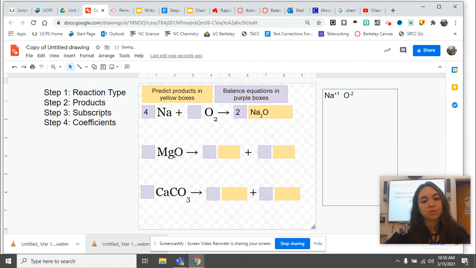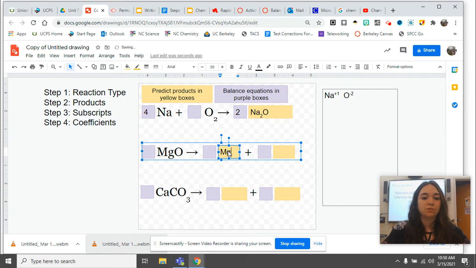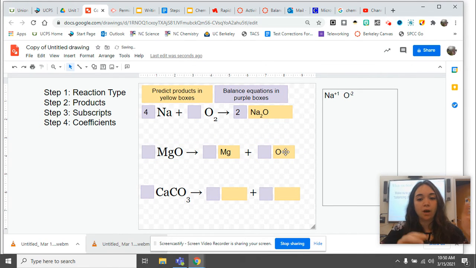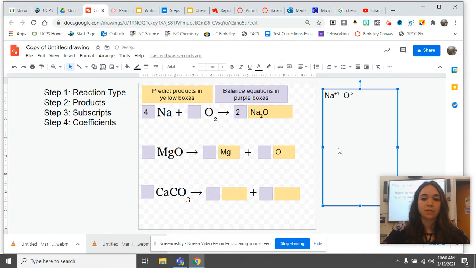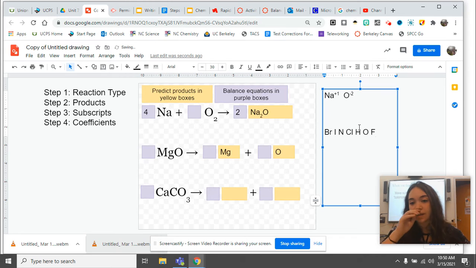In our second one, we have MgO, just one single reactant, means this is going to be a decomposition reaction. So it's going to break up into Mg and O. Now, we don't have any new compounds, so we don't have to double check any charges or anything like that. But we do need to check, when we have single elements, we need to check for Brinkelhoff. Remember that we have those 7 elements: bromine, iodine, nitrogen, chlorine, hydrogen, oxygen, and fluorine. Anytime they're by themselves and not in a compound, they need a subscript of 2.